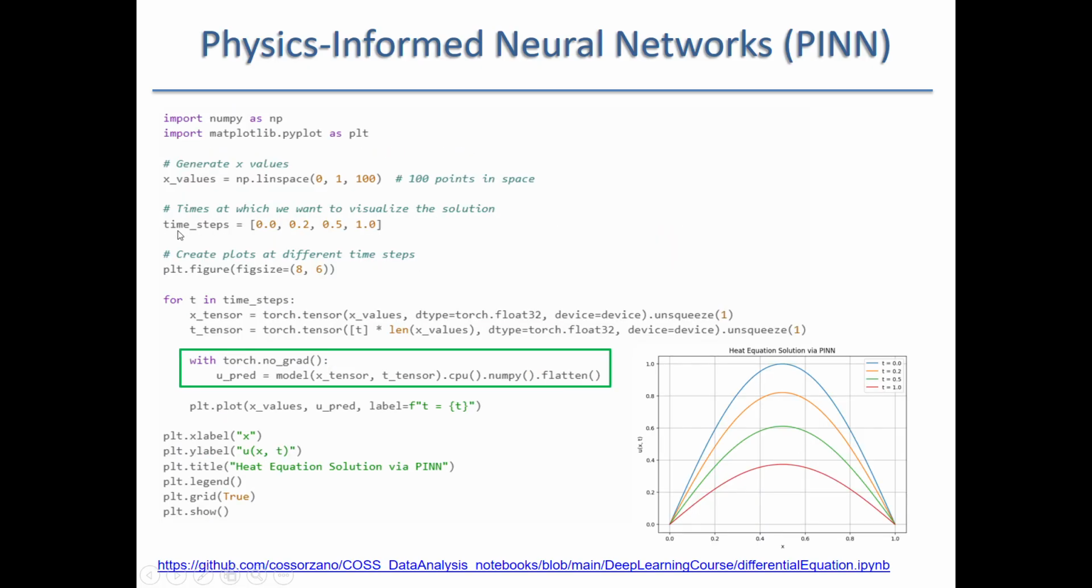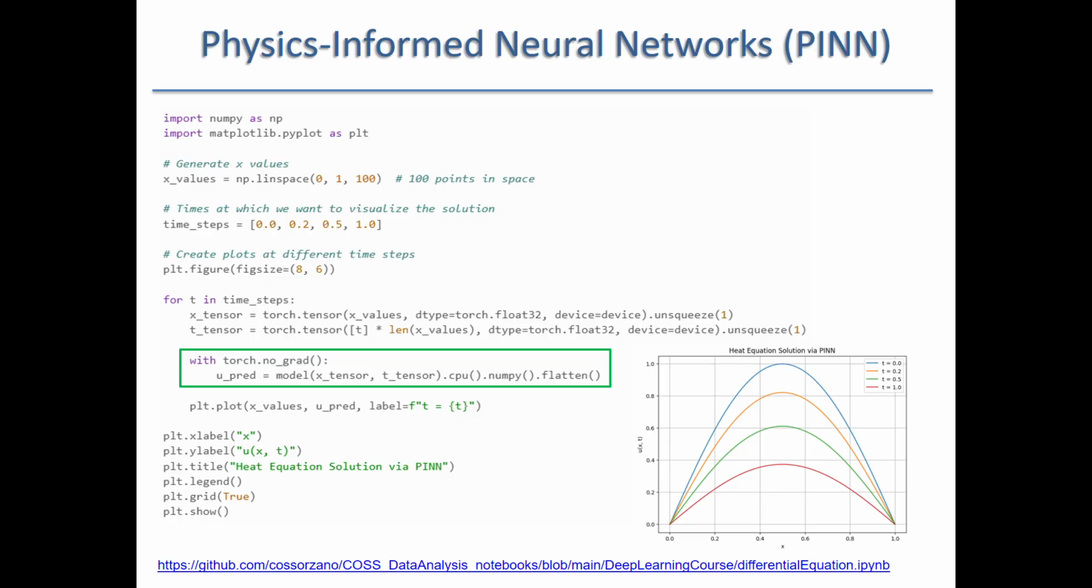Okay, and once we have learned the neural network weights, we can use it to predict U. So now you can put your x values, your time steps, and then you need to put them as tensors because the model only accepts tensors, and then you make the prediction of the U function. You can plot those. So here is a nice example of how we can solve a physical system using a neural network.